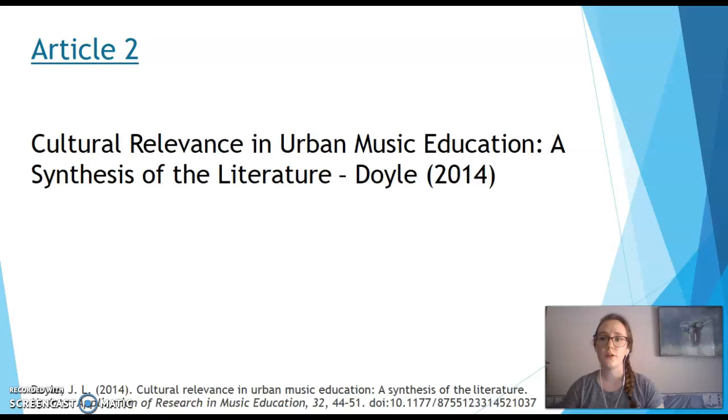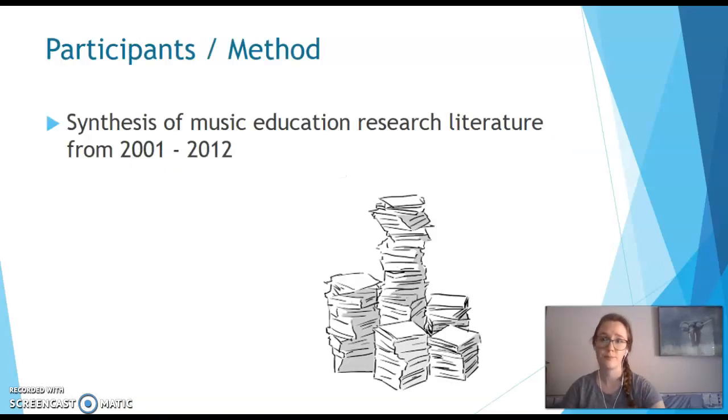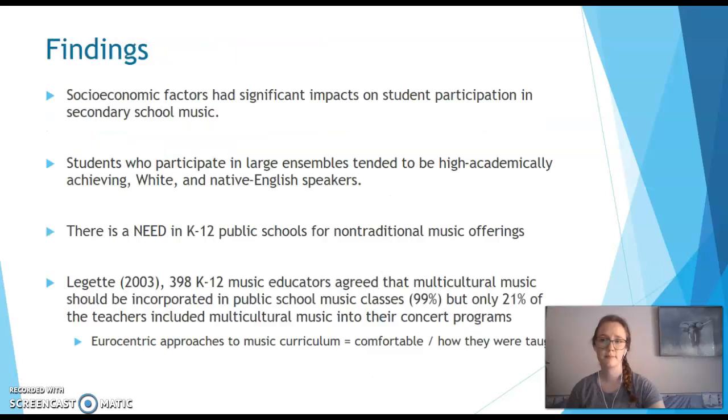All right, Article 2 was Cultural Relevance in Urban Music Education, a synthesis of the literature. This is also by Doyle. It's a separate article. So this article was actually a synthesis of a bunch of different music education literature from 2001 to 2012. So there are some interesting findings that came out of this.